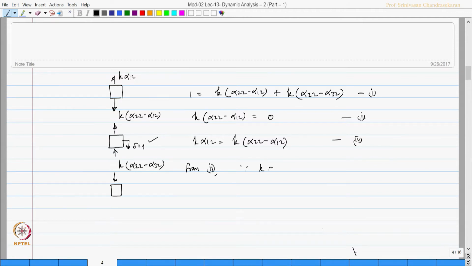So, from 2, since k cannot be 0, alpha 2 2 minus 1 2 is 0, which implies k times of alpha 2 2 minus 3 2 is 0. Which indicates alpha 2 2 minus alpha 3 2 is 0, which says that alpha 2 2 is actually equal to alpha 3 2.